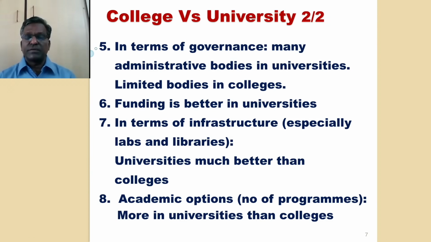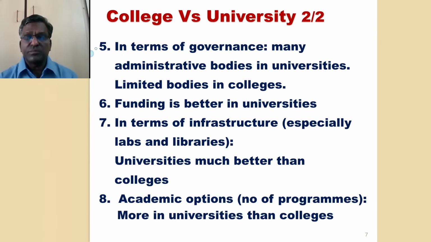The seventh difference is in terms of infrastructure. When I talk of infrastructure, I mean particularly labs and libraries. You go to a university, there are huge labs, there are fantastic labs, there are labs with modern equipment. Whereas since the funding is not huge as far as the college is concerned, the infrastructure is not up to the mark. It is only limited, it is only modest.